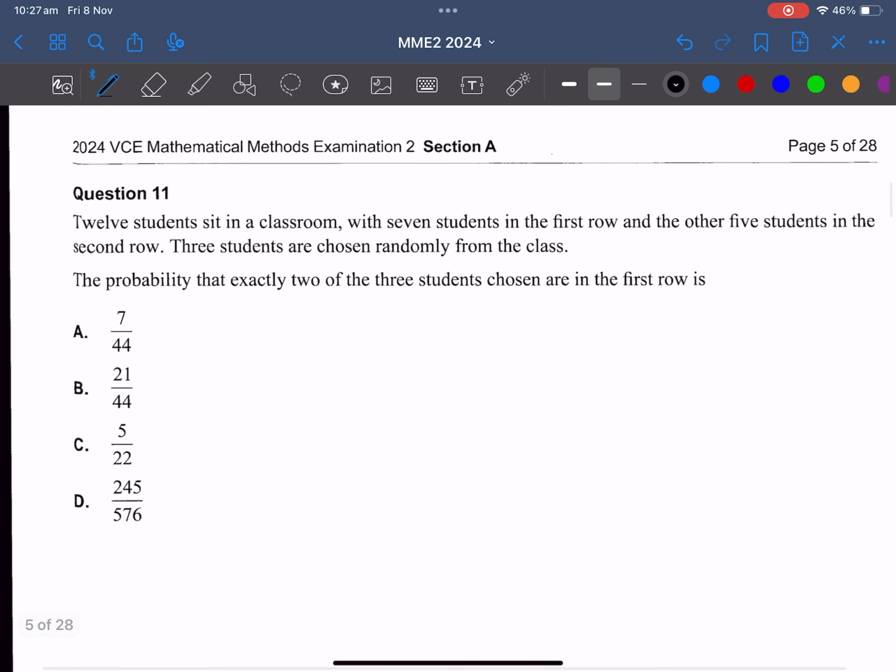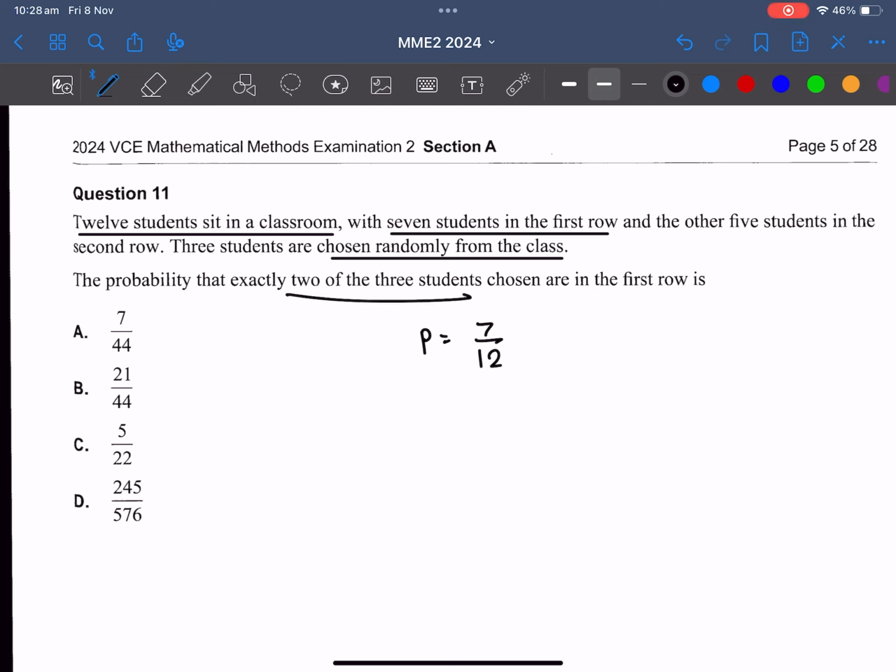Okay, so 12 students sit in a room with 7 students in the first row and the other 5 in the second row. Three students are chosen randomly from the class. The probability that exactly 2 of the 3 students chosen are in the first row is. Okay, so we'll have to use binomial for this. So our probability of success, let's write that down first: chosen in the first row. So 7 sit in the first row, so 7 on 12 is our probability of success. And we want exactly 2 out of 3 students.